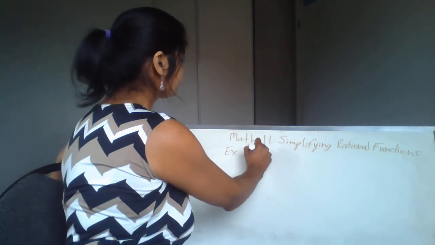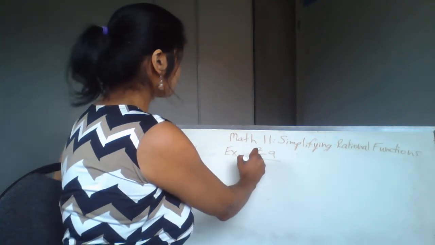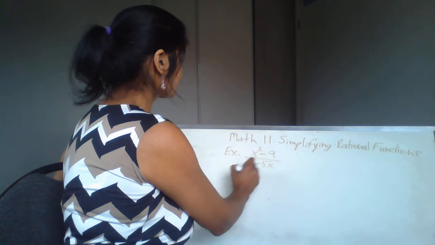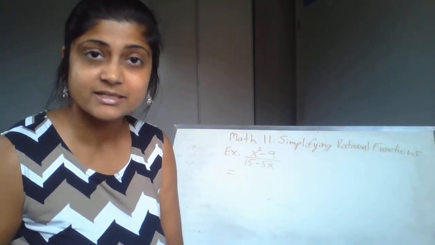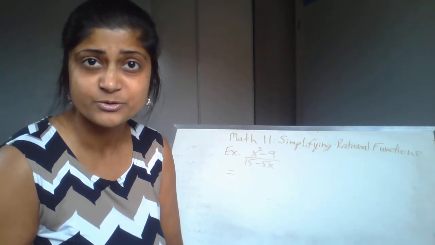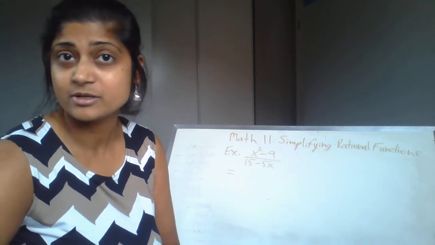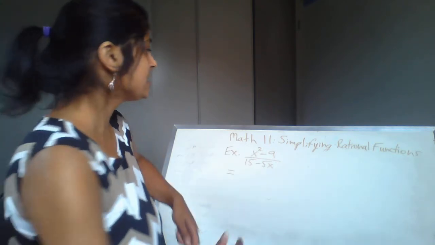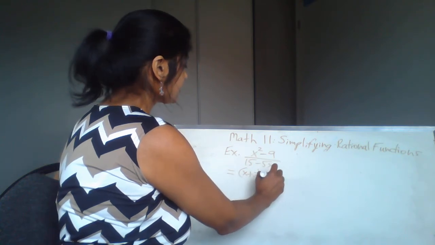Let's try this one. So it's x squared minus 9 over 15 minus 5x, okay? So if you're looking at the top here, this looks like a difference of squares. How I know that is there are only two terms here, okay? And I can take the square root of both of the terms and it will give me a perfect square, okay? So this is just going to end up being x plus 3 and x minus 3.